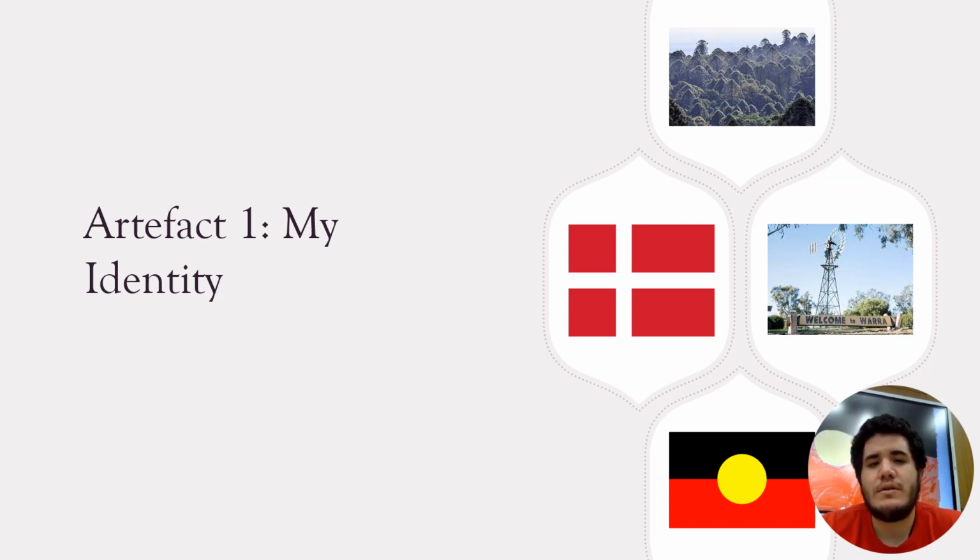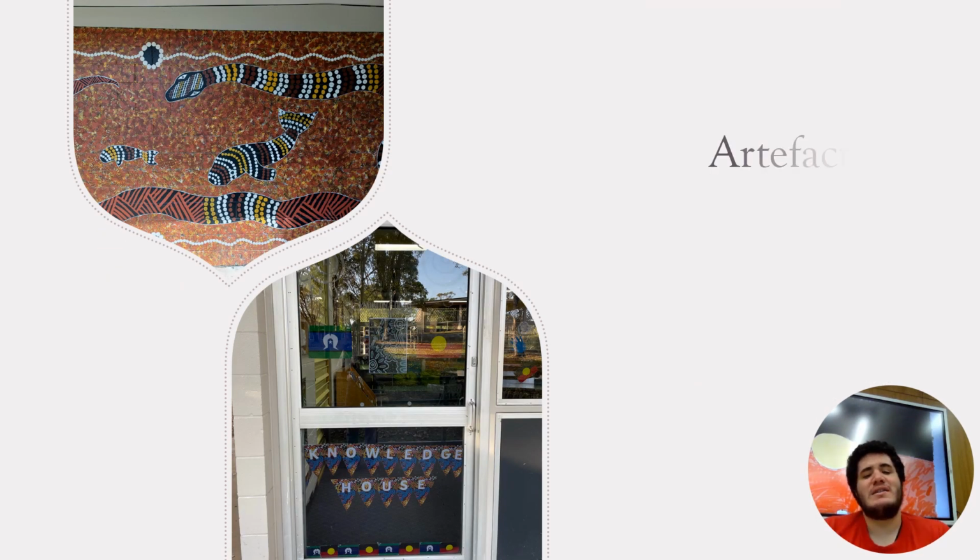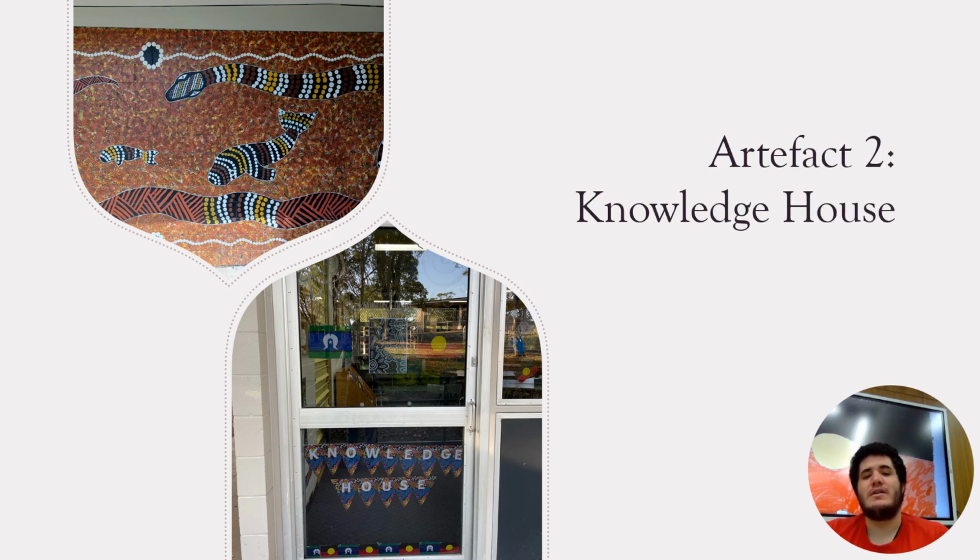The importance of having strong identities for us as educators. My second artifact is Knowledge House, which is an Indigenous unit that's located at a school which is situated in the heart of the urban jungle of Logan. I've been privileged to work in this space for the past year. Previously at the school, I've been working as a teacher aide in different departments for the past 3 years.